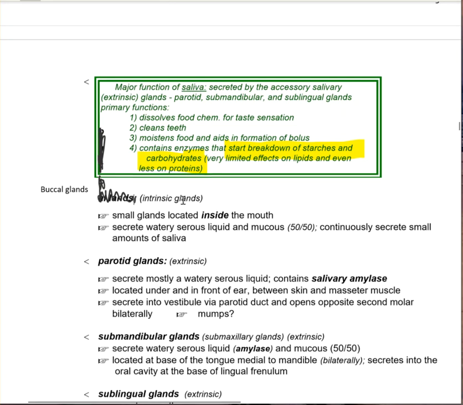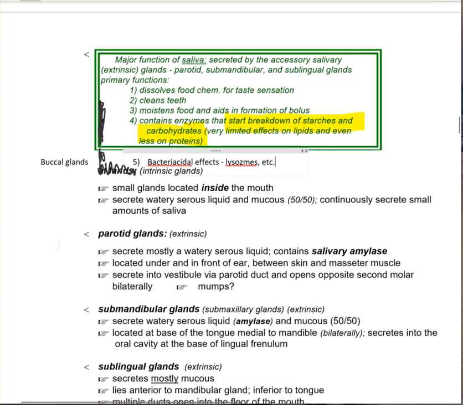But there is a fifth function. We'll put a 5 in here as well. I guess I'll have to put it right there, 5. And this 5 is bactericidal effects. These are things like lysozymes, enzymes that will destroy bacteria, and other things that make the mouth inhospitable to certain bacteria. Some bacteria can live in your mouth, of course, but for others this will help. So saliva is very important.